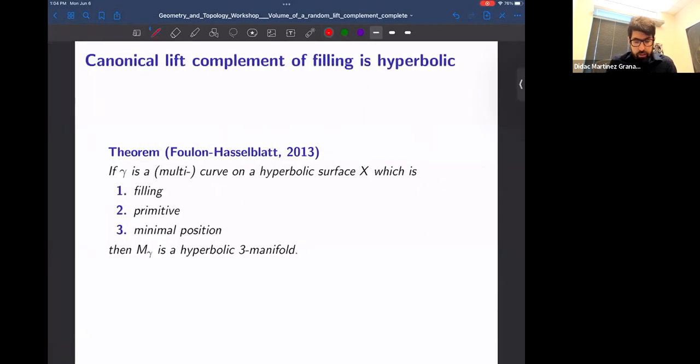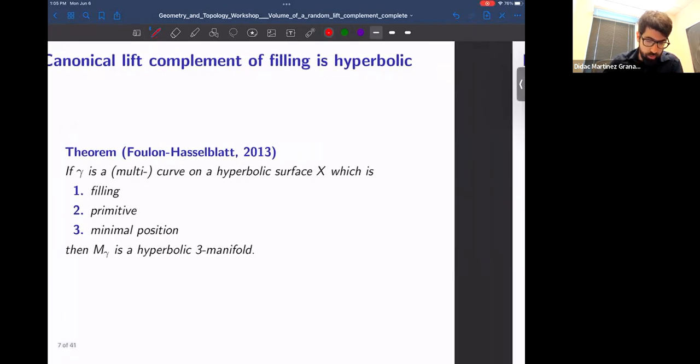A theorem by Foulon and Hasselblatt tells me that if gamma is a multi-curve or a collection of closed geodesics on a hyperbolic surface such that the collection is filling, primitive, and in minimal position, so for example if gamma is a geodesic that is filling and primitive, then this three manifold that I obtain is in fact hyperbolic. So starting from a closed geodesic on X, if I assume that this closed geodesic is moreover filling, I can ensure that the corresponding three manifold is hyperbolic.